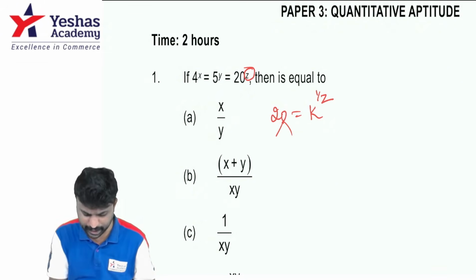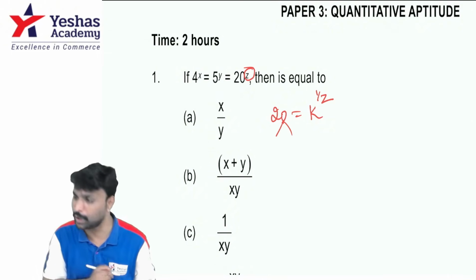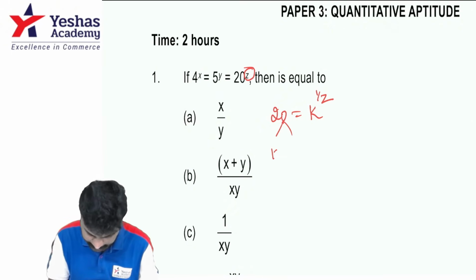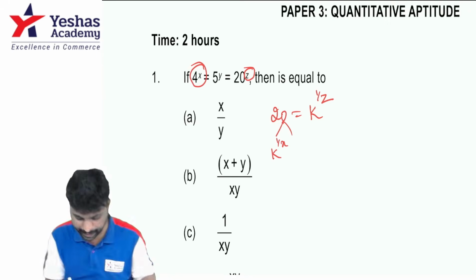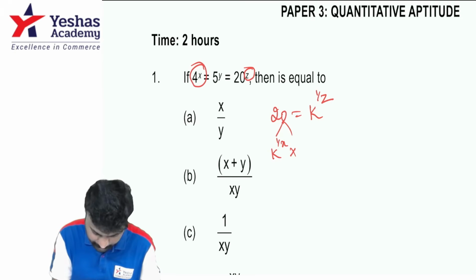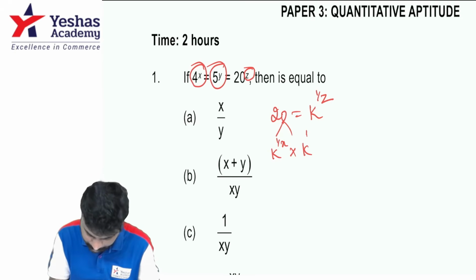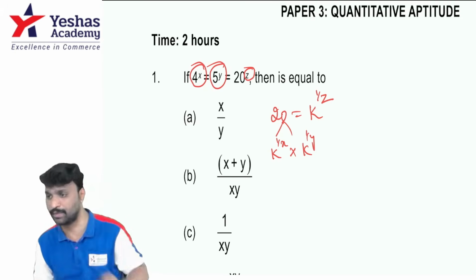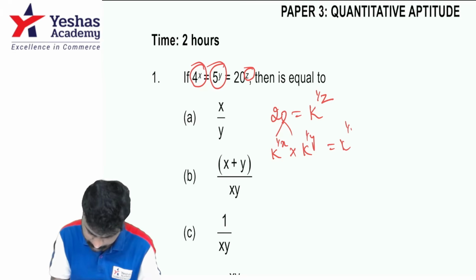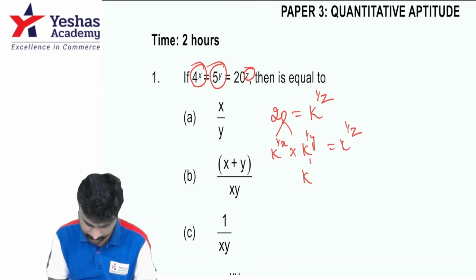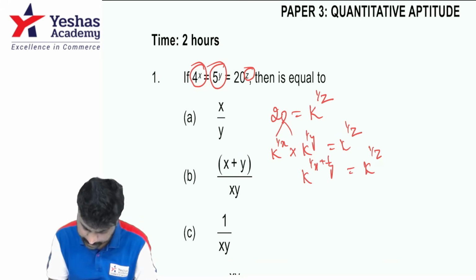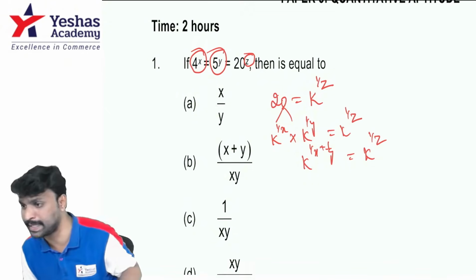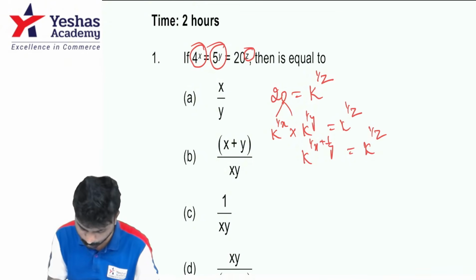Now 20 in terms of 4 and 5 is 4 into 5. But what is 4? 4 is k power 1 by x, because the power of 4 is x, so the k power will be 1 by x. Likewise, 5 is k power 1 by y, because the power of 5 is y, and that is equal to k power 1 by z. On the LHS, we have k power 1 by x plus 1 by y is equal to k power 1 by z. So bases on both sides are the same, the powers can be equated. So 1 by x plus 1 by y is equal to 1 by z.